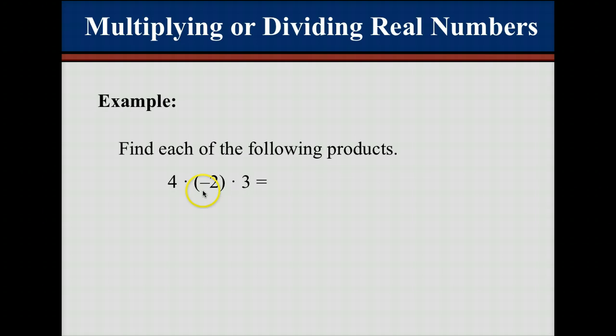We have 4 times -2 times -3. So 4 times -2 is -8, times -3 is 24. One thing to notice, we've got an even number of negatives, so our answer is positive. What happens if we have an odd number of negatives? That means our answer is going to be negative. So whether you've got 3, 4, 5 numbers, if you count your negatives and there is an odd number, your answer is going to be negative. If there's an even number of negative factors, then your answer will be positive.